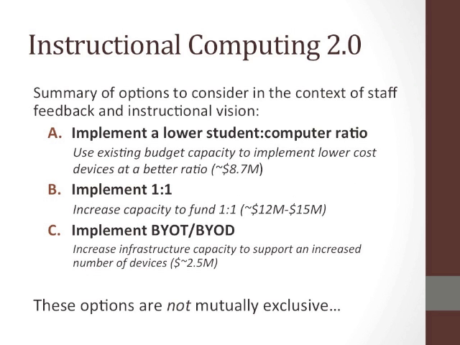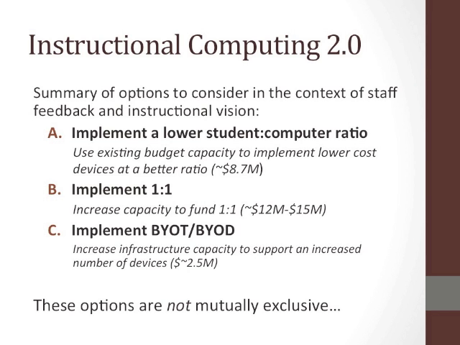So in summary, we've looked at 3 different options for instructional computing within the 2014 Bond and Levy cycle. A summary of those options is listed for you here, where option A was to implement a lower student-to-computer ratio, where we take the existing budget capacity, which was about 8.7 million, to implement a lower cost device at a better ratio. And that could also mean that we implement certain types of devices at certain grade levels and other types of devices at other grade levels. We need to think about that in the context of what our instructional vision dictates.